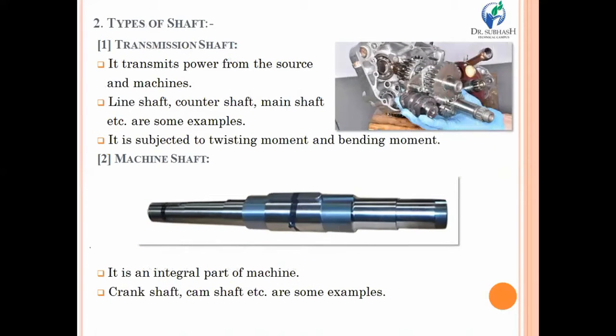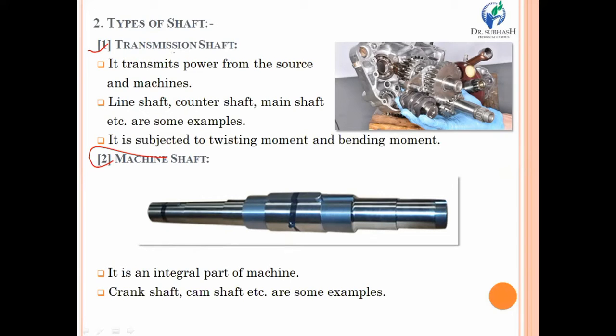Now, after that basic introduction, let's discuss the types of shaft. There are basically two main types. One is the transmission shaft, and another is the machine shaft. From the name, one can easily understand the function of each shaft.